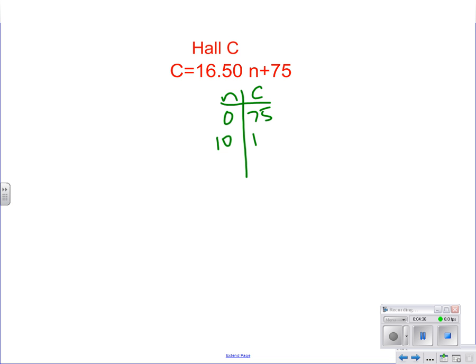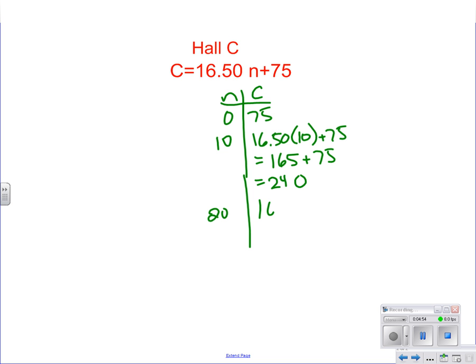If I have 10 people, then I'm going to put the number 10 in for n and add 75. The cost becomes $165 plus $75. So that cost becomes $240. And I can do the same again for perhaps 20. So $16.50 times 20, add 75. So that's going to be double 165, 330. So I get $405. Now I have a couple of points that I can plot on the graph on the other page.